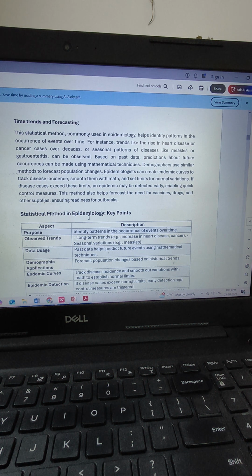Financial management includes cost effective analysis, cost benefit analysis. We'll talk about that tomorrow. All right. So, the modern management techniques start from your time trends and forecasting. So, what does time trends and forecasting mean?